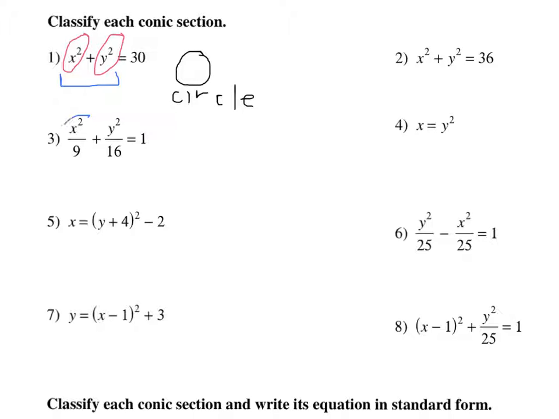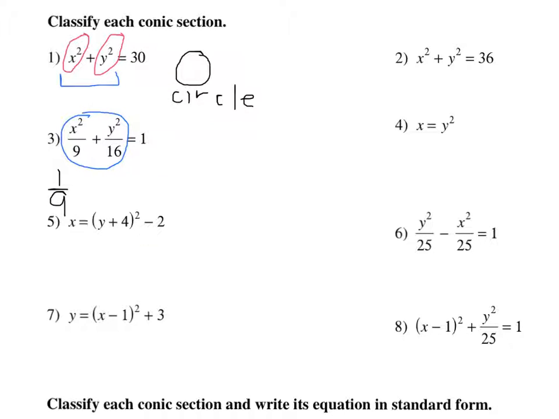Notice that everything is set equal to 1, so it is currently in that standard form. Both my squared terms are on the left-hand side of my equation, so I can proceed. Both terms are present that are being squared, so I know it's not a parabola. I also notice that both of my squared terms are positive, so neither are being subtracted, so it's not a hyperbola.